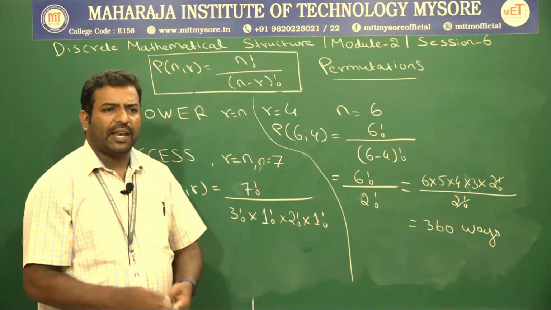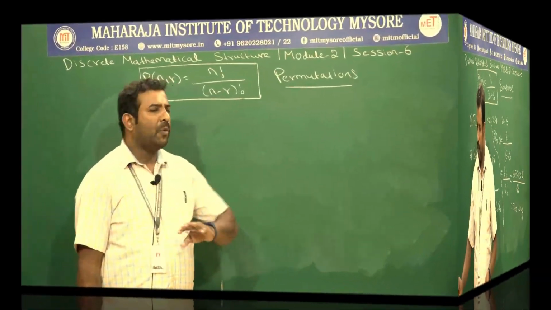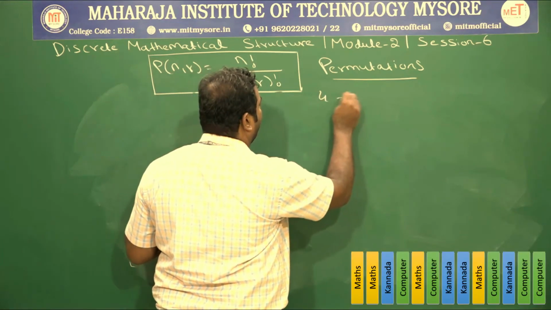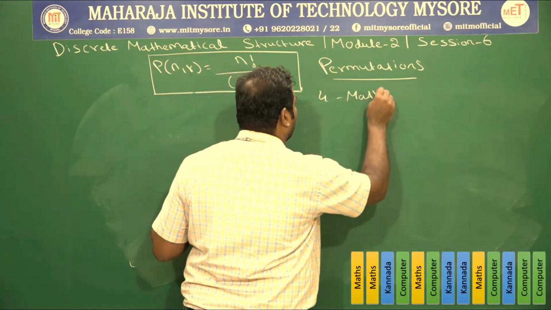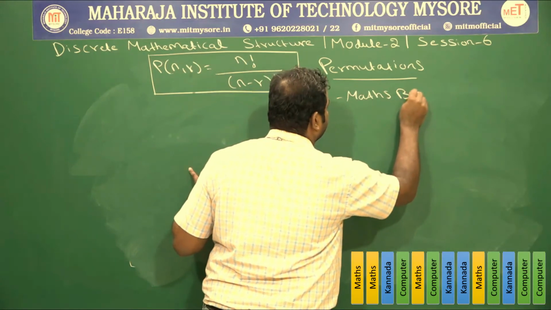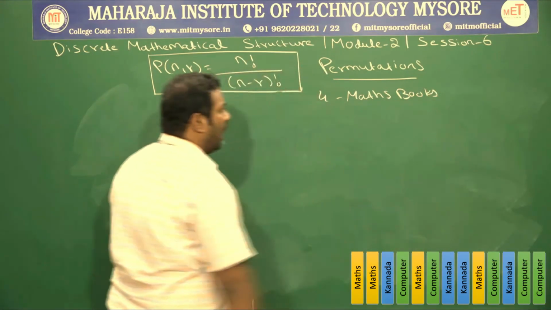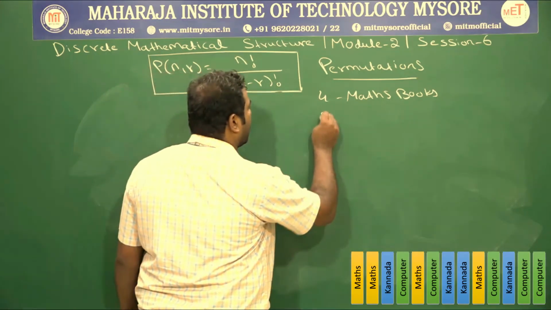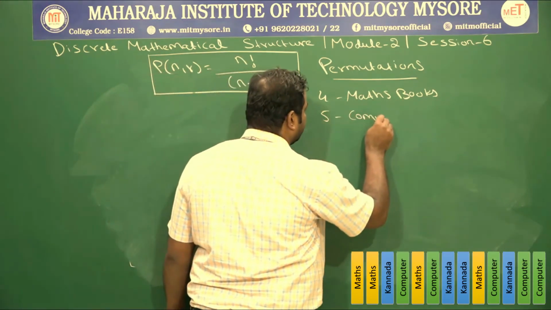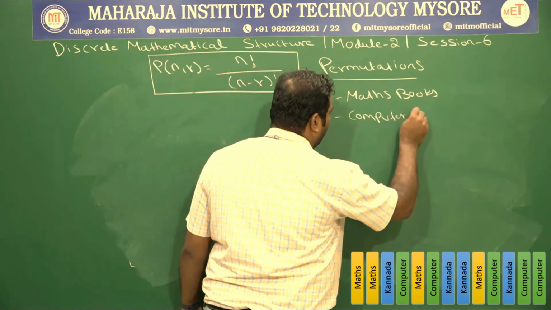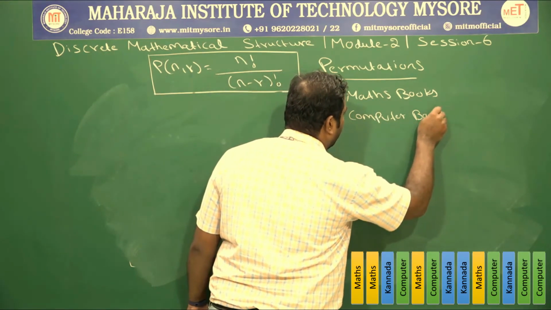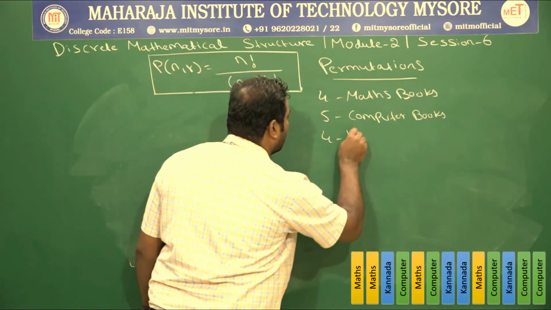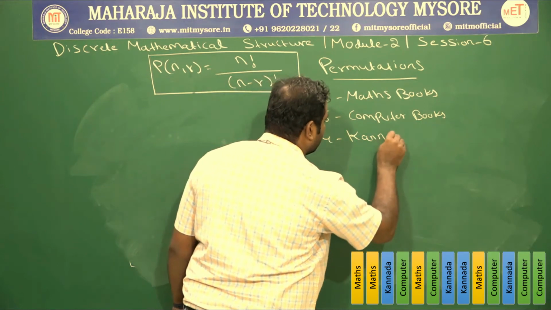Fine. So let us take another example where I am going to have 4 mathematics books, or the maths books, and I am going to have 5 computer books, and I am going to have 4 Kannada books.